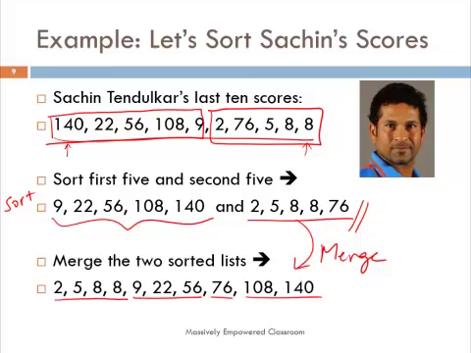So it's as though I'm saying I don't know how to sort an array of 10 elements, but if I know a way of sorting arrays of 5 elements, I can break the 10 element array into 2 5 element arrays, sort them, and then apply my merge algorithm to produce the final sorted array.